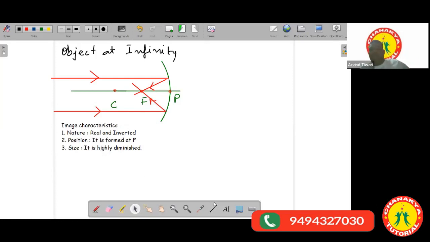Now, if you bring the object slightly towards the mirror, if you decrease the distance, as it comes towards the mirror, it's still not at C. It is at a finite distance from the mirror, but it is not at C. So we call that distance beyond C. This was the first case when we placed the object at infinity. The second case, we draw the diagram for object beyond 2F, beyond C.